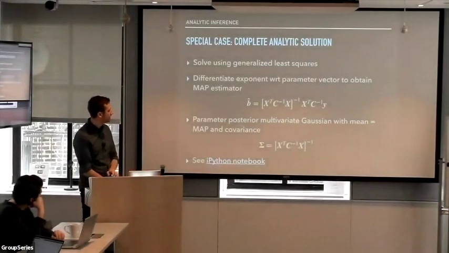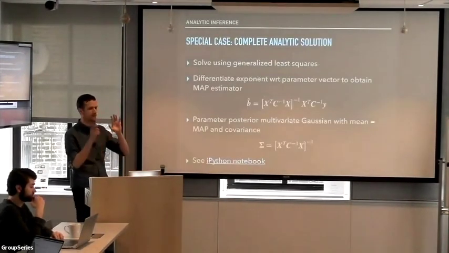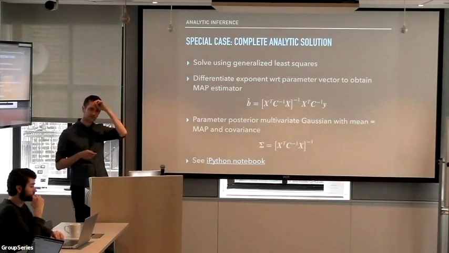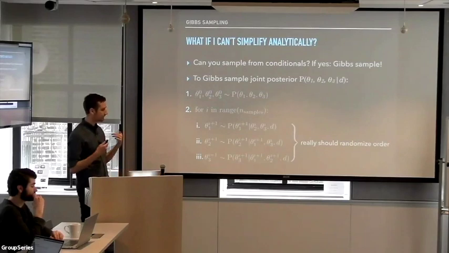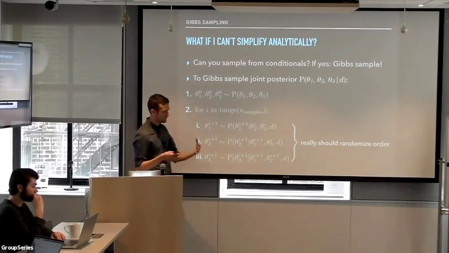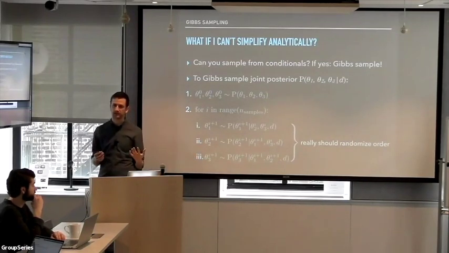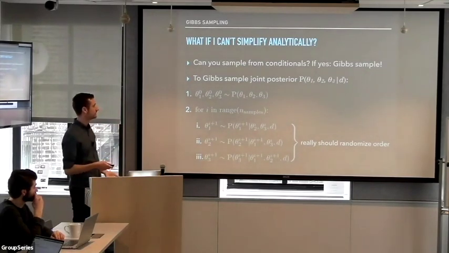Okay, so that's a very special situation that only arises if everything is Gaussian. If you can't write everything down analytically, then you need to do something that's more intelligent, okay?